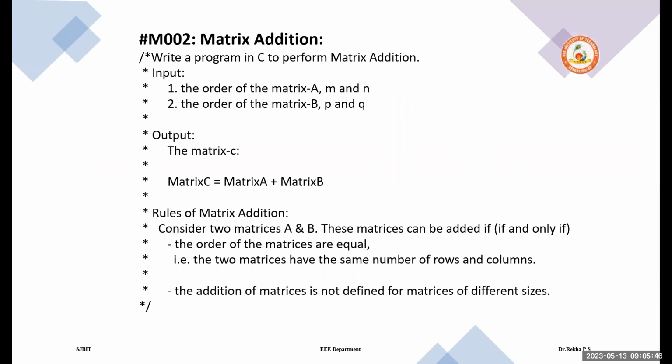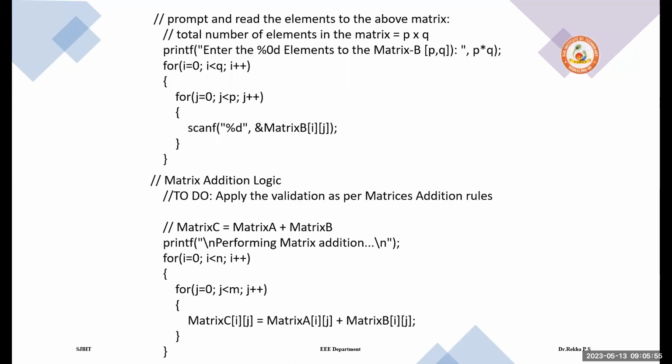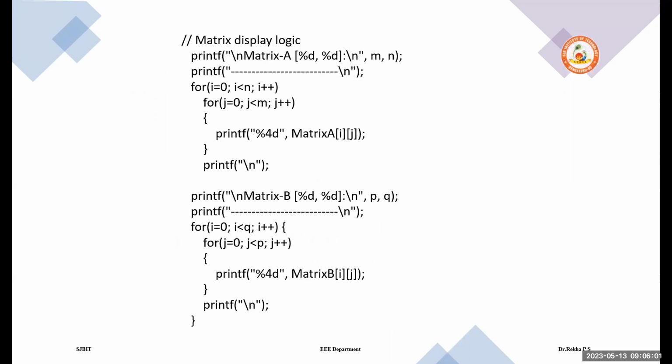So you can see matrix A is added. We have taken the elements for matrix B, and then we have performed the addition for matrix C. And the logic is what I have implemented here, how it is performed. We have displayed again matrix A and matrix B. We have seen the output, how it looks.